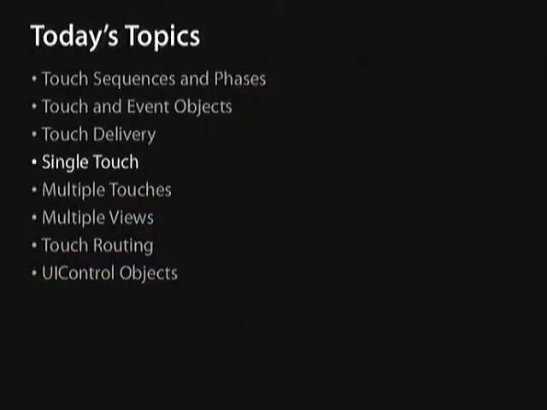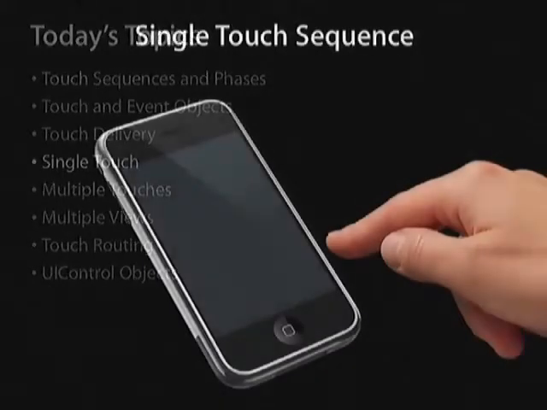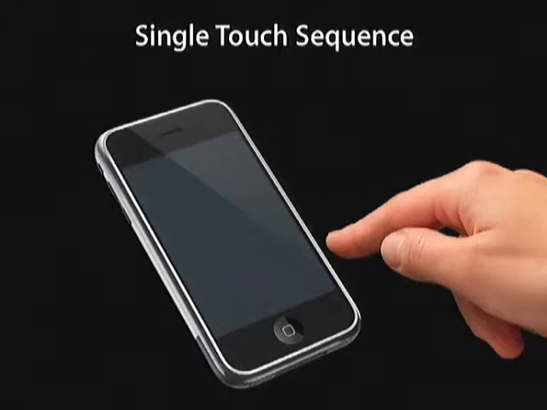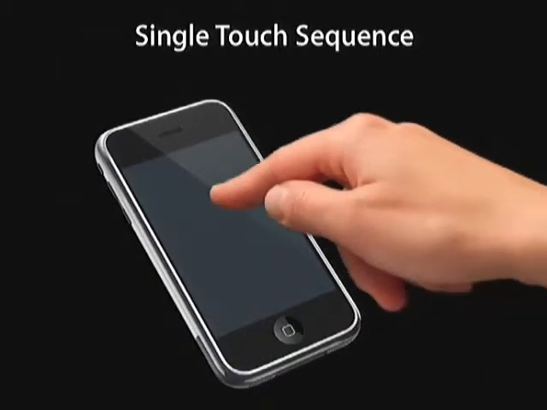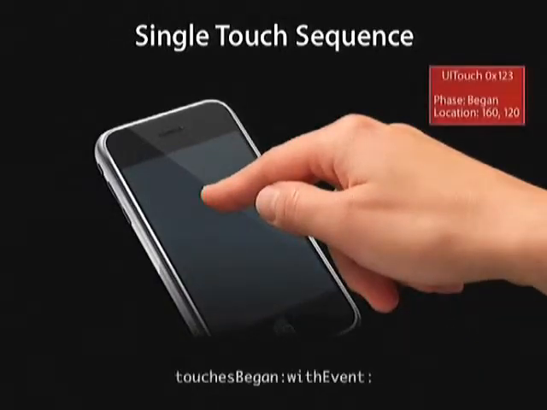So that's how we deliver touches to your objects. Let's talk a little bit about how this is actually going to work in practice when you've just got a single touch, the user putting one finger on the screen. What's going to happen? The user puts one finger down on the screen, and we're going to create a new UITouch object. Let's call it 0x123. And we'll set its touch phase to began and it'll have a location. And we'll deliver it to the view that it was associated with using touchesBegan:withEvent:.